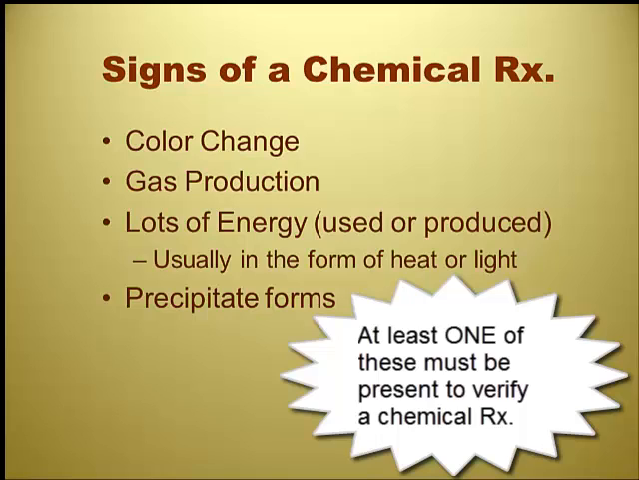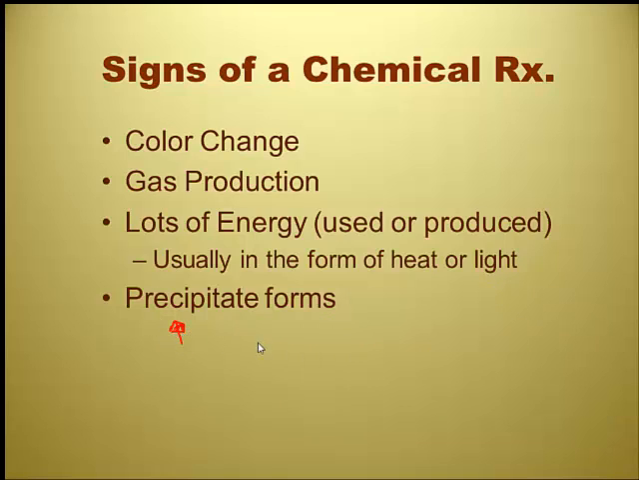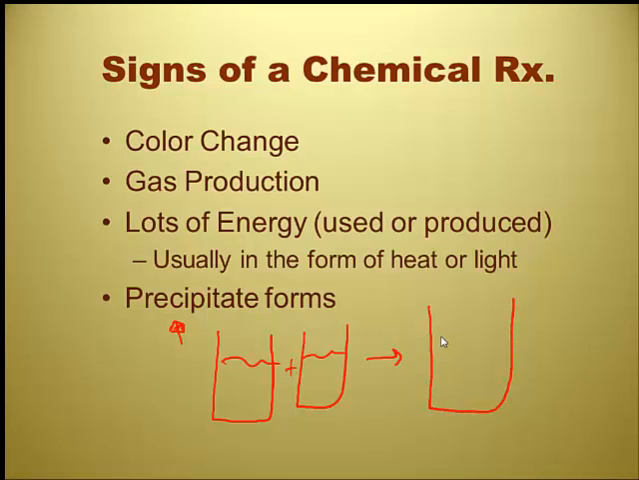Signs of a chemical reaction. So things you're looking for that are actually going to tell you the chemical reaction happened. You're looking for a color change that wasn't expected. Gas production. You're looking for lots of energy being either used or produced, and you might be finding a precipitate forming. Precipitates are when I take two chemicals that are absolutely clear, like this, and I add them together, so I pour them into one big beaker. And what a precipitate's going to look like is it's going to look like it's gotten cloudy all of a sudden.